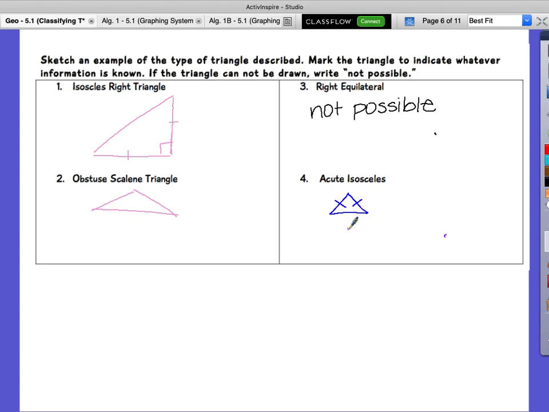An equilateral triangle has to have all congruent sides. Isosceles has to have two congruent sides and a different third side. Scalene has to have no congruent sides. And they have all acute angles. Very good. Okay, I agree with that. Anyone have any questions on these? No? Thank you, Lydia. Let's continue on.